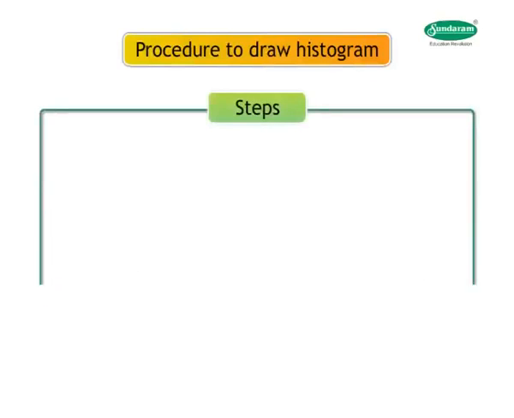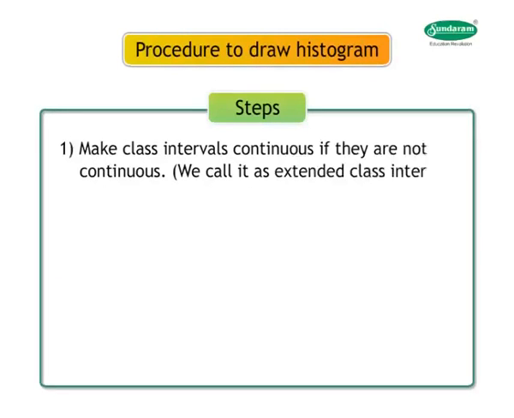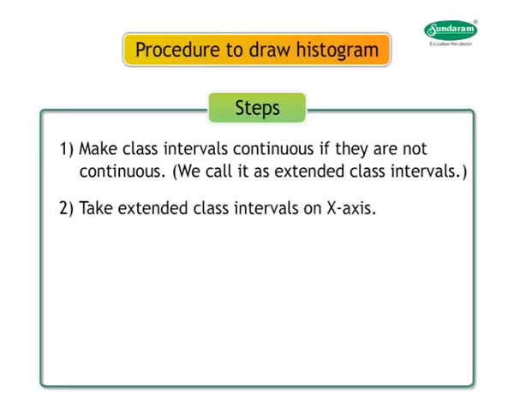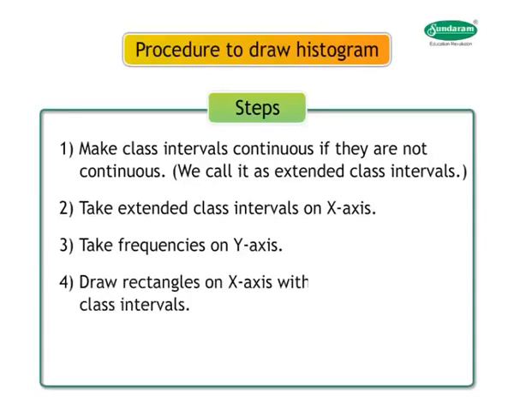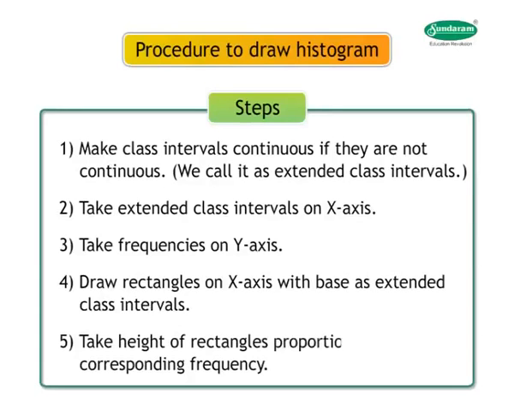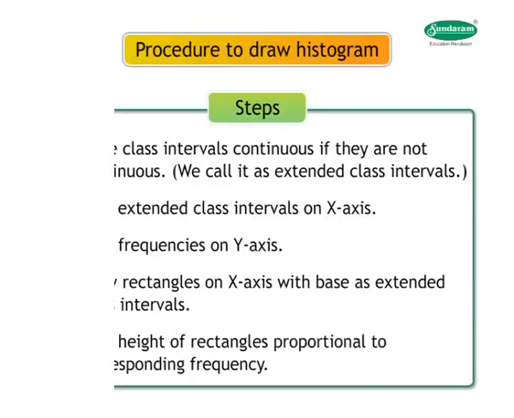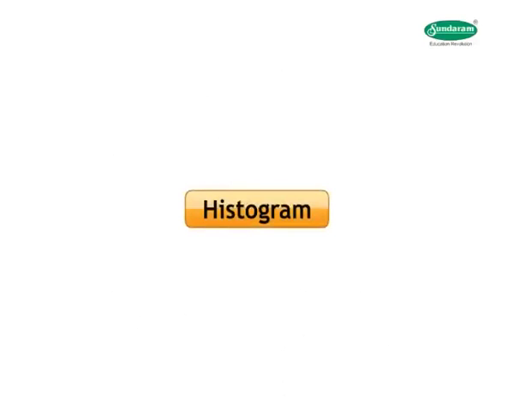Look at the steps. Number 1. Make class intervals continuous if they are not continuous. We call it as extended class intervals. Number 2. Take extended class intervals on x-axis. Number 3. Take frequencies on y-axis. Number 4. Draw rectangles on x-axis with base as extended class intervals. Number 5. Take height of rectangles proportional to corresponding frequency. Let us now try to draw a histogram.